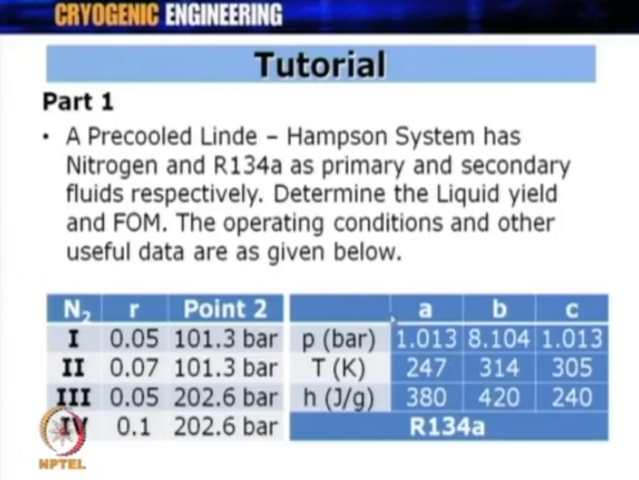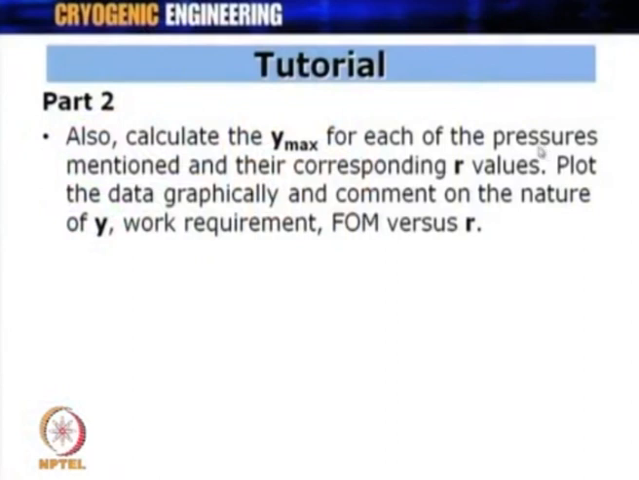The corresponding values for the pre-cooling circuit are given here, where we are compressing the pre-coolant or the refrigerant from 1 atmosphere to 8 atmospheres and expanding from 8 atmospheres to 1 atmosphere again, and we have different temperature values and enthalpy values for R134A, which is the refrigerant in this case. We have a part 2 of this problem where we extend this problem definition, and here we would like to calculate the Ymax for each of these pressures mentioned and their corresponding R values.